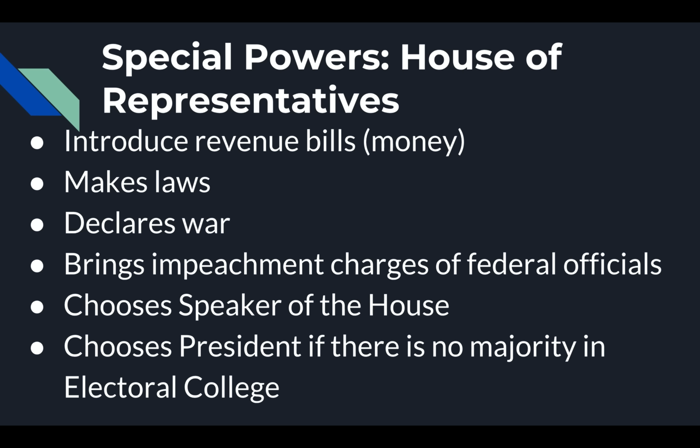The House can make laws. The House can declare war. And the House is in charge of bringing impeachment charges on federal officials. So if a federal official has done something wrong or illegal, it would be the House's job to bring charges against them. They choose their Speaker of the House, like I said a little bit ago. And they also choose the president if there's no majority in the Electoral College, which we'll talk more about when we talk about the executive branch and how the president gets elected.